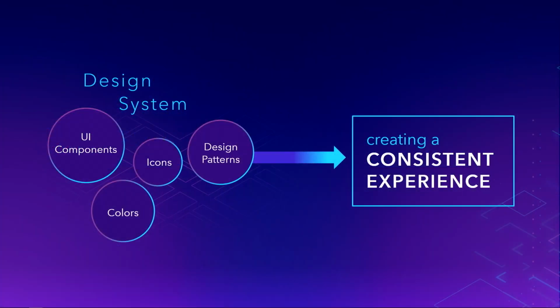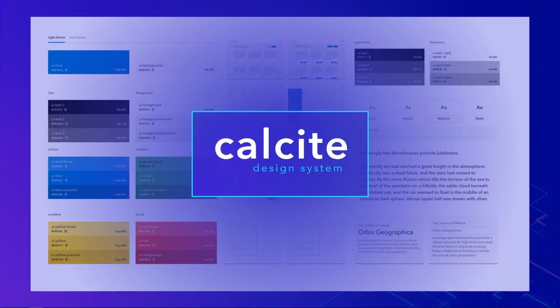So what is a design system? Well, it's a collection of UI components, icons, and colors that come together and help you more efficiently create a consistent look and feel. It includes design patterns and best practices, and these really help you apply those resources in such a way that it results in a positive user experience. Now, for some years, we've been working on Esri's design system, and it's called Calcite. And now we're making it available to all of you so you can use it in your own web apps. All you have to do is go to the developer website, create an account, and you can start using it.